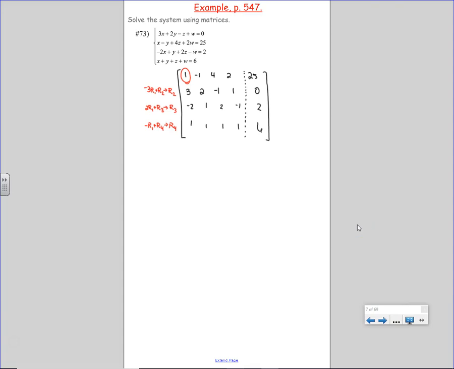What's going to stay the same? What's the one part that I'm not changing? The first row. Good. So you can rewrite that: 1, -1, 4, 2, and 25. The second row. Gotta be careful. You ready? -3 times 1, -3. -3 plus 3? 0. That's the easy one. Okay. -3 times -1, +3. +3 plus 2 is? 5.